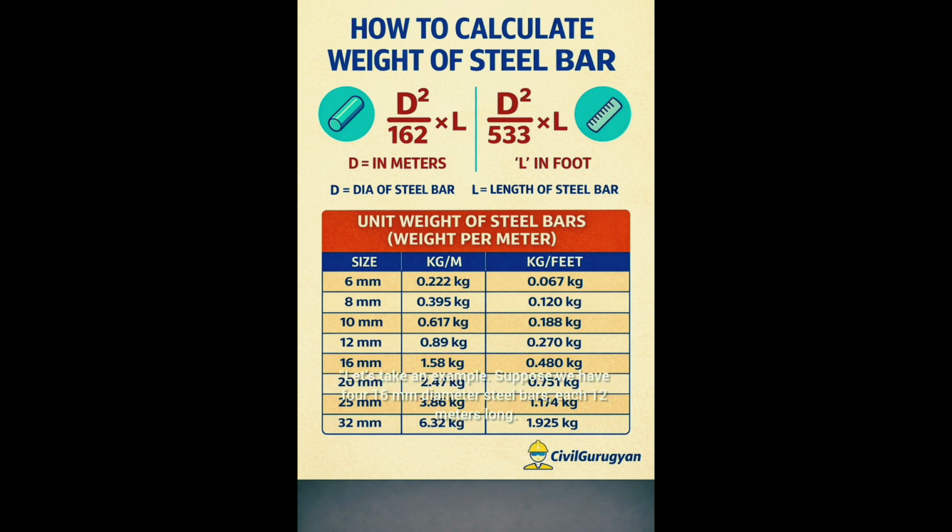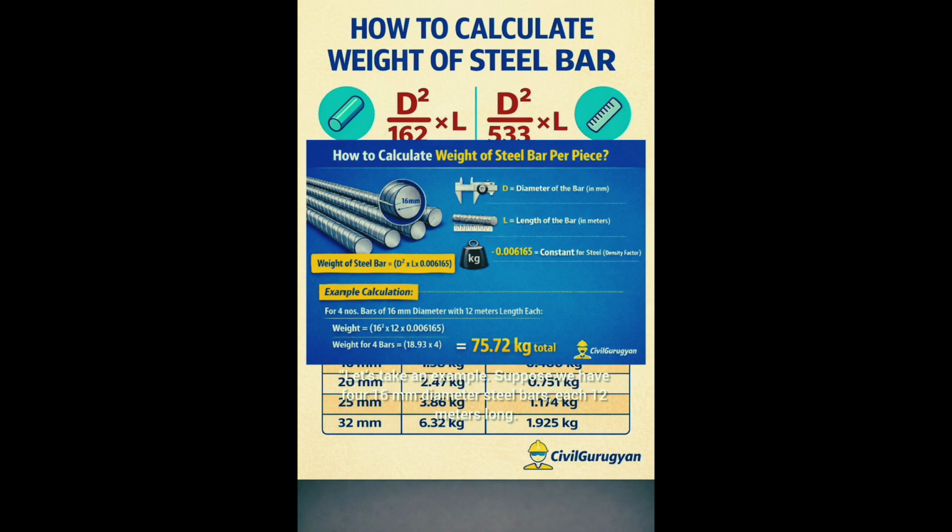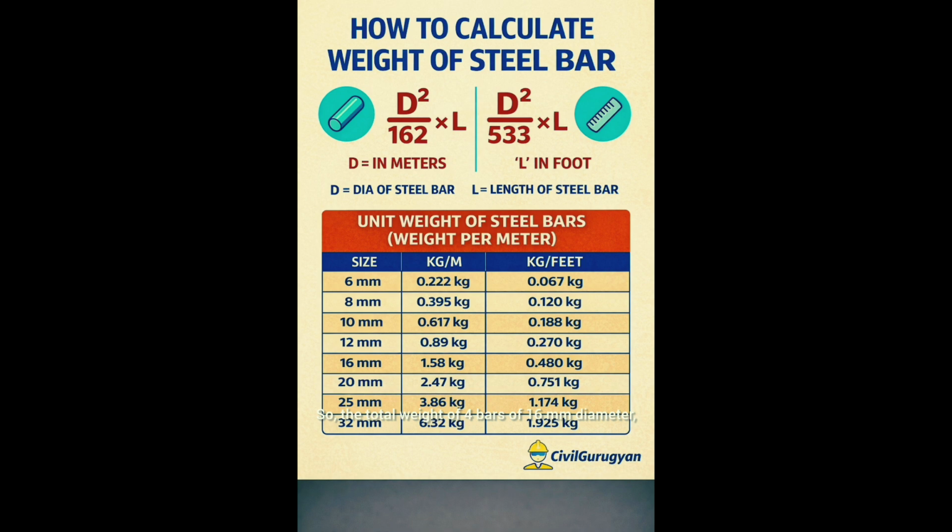Let's take an example. Suppose we have 4 bars of 16 diameter steel, each 12 meters long. Step 1. Calculate the weight of one bar. Weight equals 16² × 12 / 162 = 18.93 kilograms. Step 2. Multiply by the number of bars. Total weight equals 18.93 times 4 equals 72 kilograms. So, the total weight of 4 bars of 16 diameter, each 12 meters long, is 75.72 kilograms.